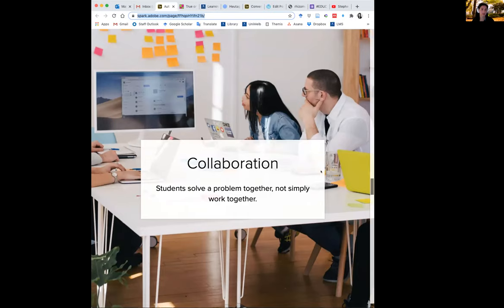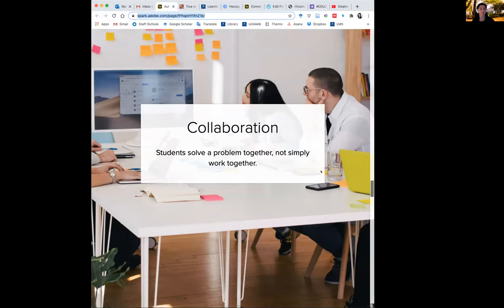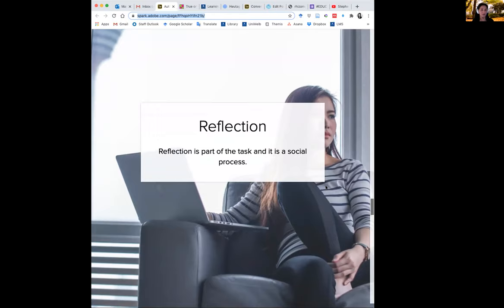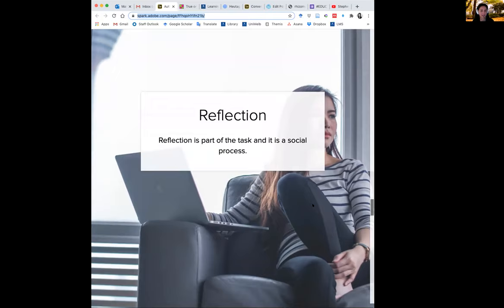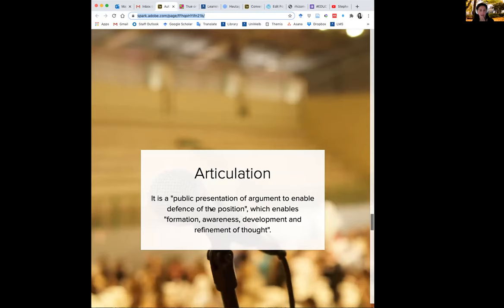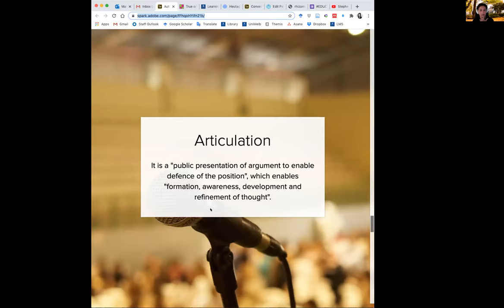Collaboration. Here, it's key that they actually solve a problem together and not simply work together. I really like that description that they made, talking about the problem. And again, reflection is part of the task. In this framework, they describe reflection as a social process. So instead of someone just thinking by themselves, they talk to others about their own reflective process, which again was something new for me. The other element was articulation, which is a public presentation of an argument to enable defense of the position. This enables formation, awareness, development, and refinement of thought.